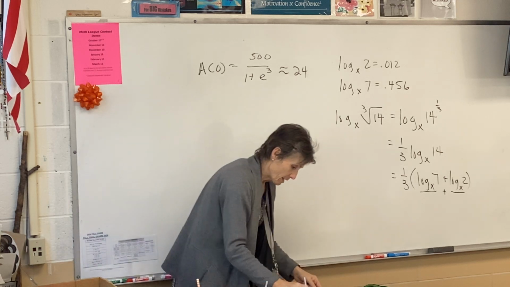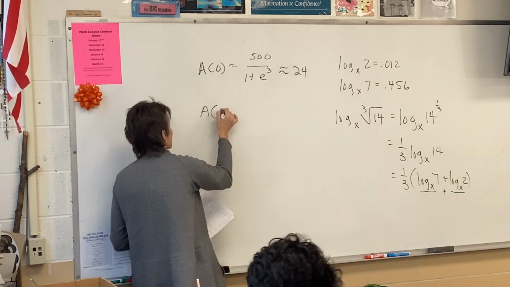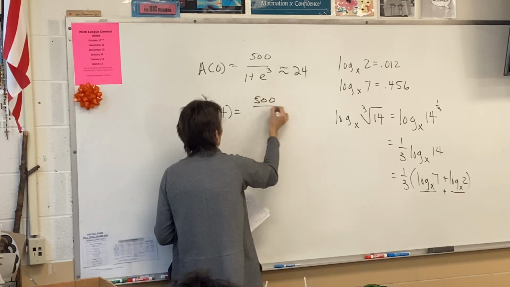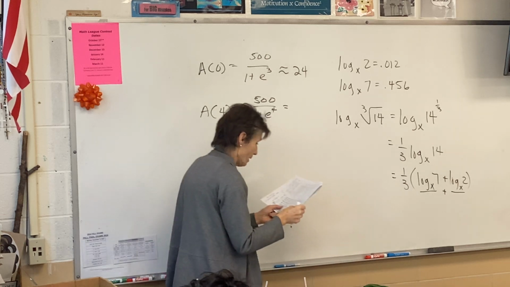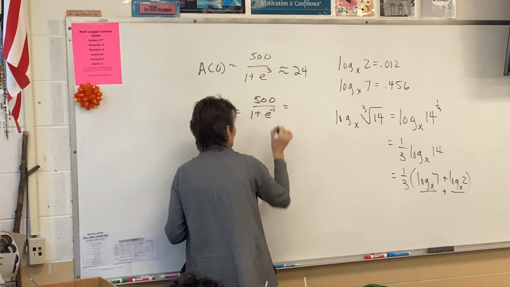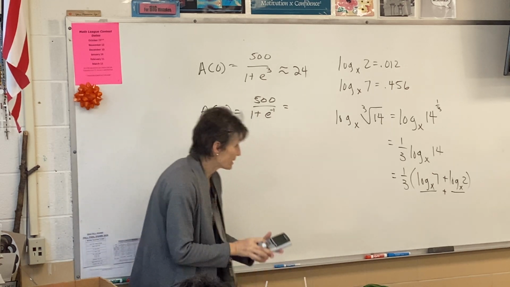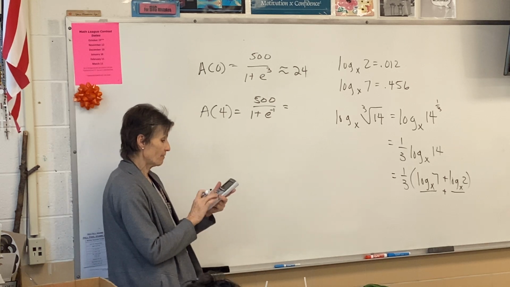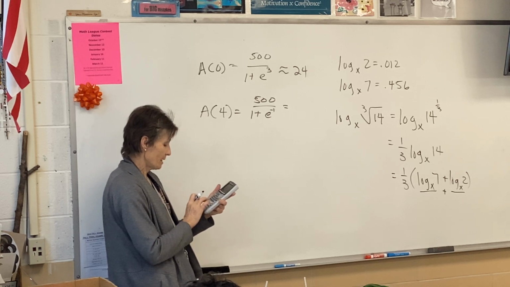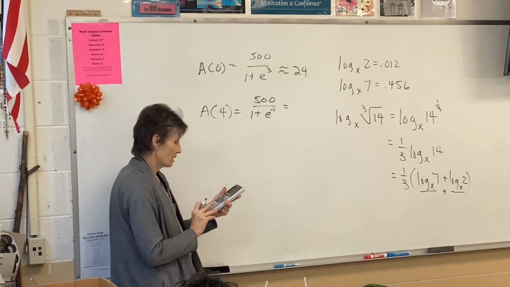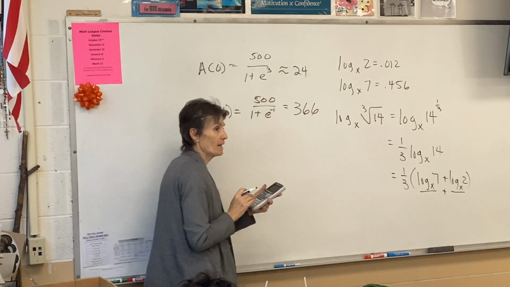How many ants were present after 4 days? Well, now I'm going to plug in. Oh, wait, what was my exponent? 3 minus 4. So that was -1. Oh, negative, yeah. Right? So I can go ahead and type that in. 500 divided by 1 plus e to the -1. I got 366 basically ants.